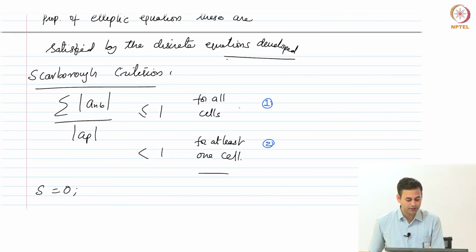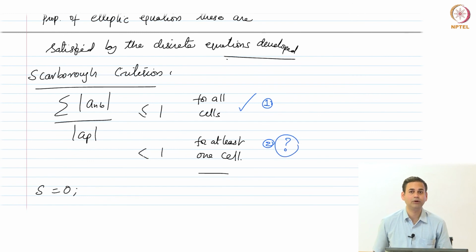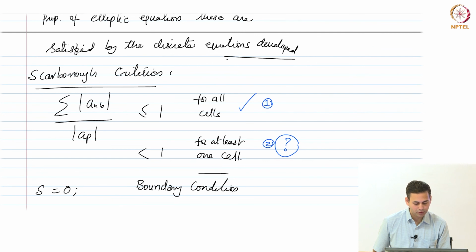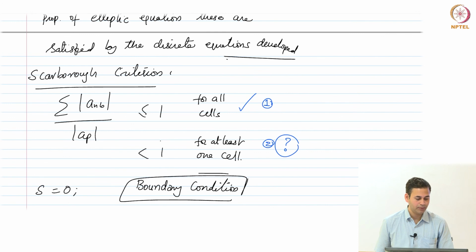Okay. So, essentially this is satisfied. What about the inequality? If we have a source term, it will be satisfied. If we do not have a source term, it will not be satisfied. So, in the absence of sources, the inequality is not satisfied. Now, how do we make this satisfied? Through the boundary conditions that we have already seen like yesterday. So, if we have boundary conditions, then it may be possible to satisfy the second condition, so that this Scarborough criteria is satisfied as well.